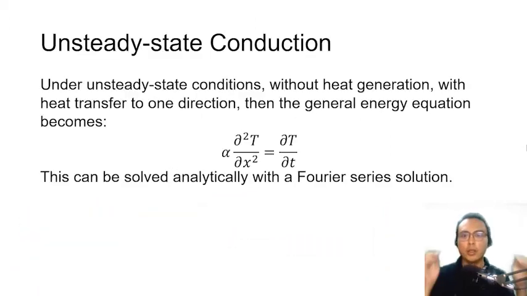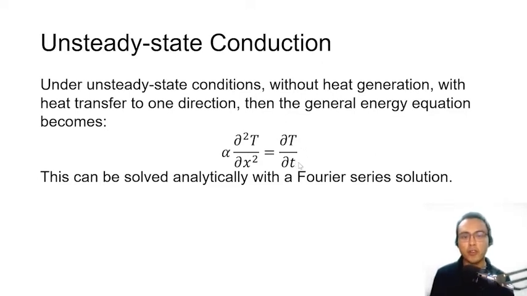So let's begin. Under unsteady state conditions without heat generation, with heat transfer in only one direction, we can simplify our general energy equation into the following equation. We have alpha, or thermal diffusivity, multiplied by the second derivative of temperature with respect to position x, equal to the partial derivative of temperature with respect to time.